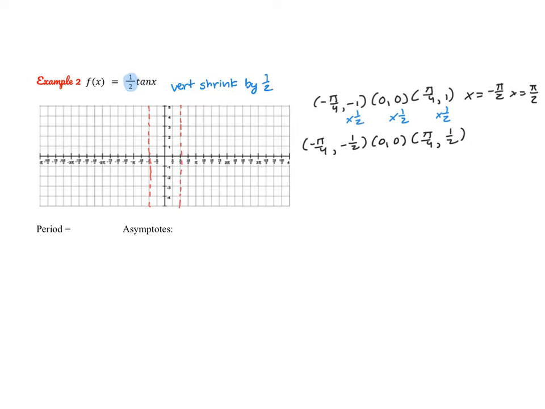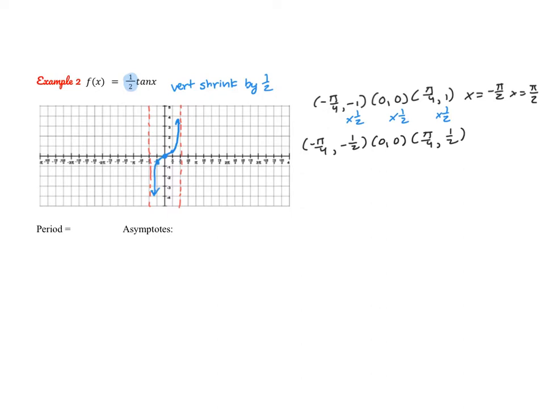And then we have one at 0, 0. And then halfway in between at negative pi over 4, now it's just at negative 1/2, and then at pi over 4 it's positive 1/2. But it still makes that same kind of S-shaped shape, and again on the left and right it's going to approach your asymptotes.